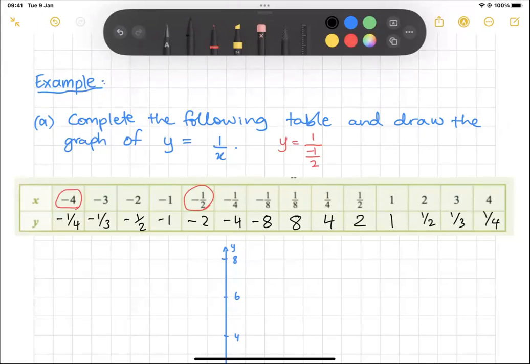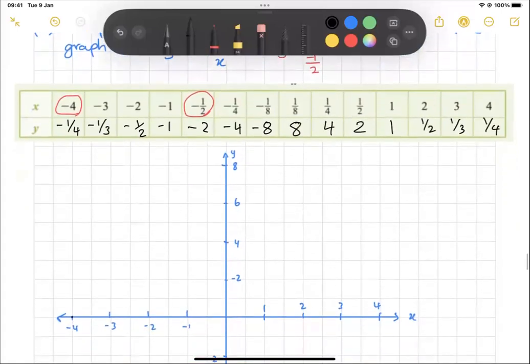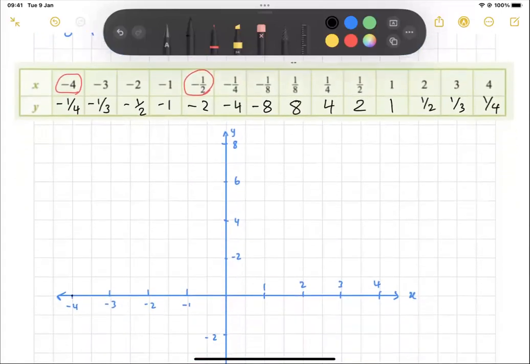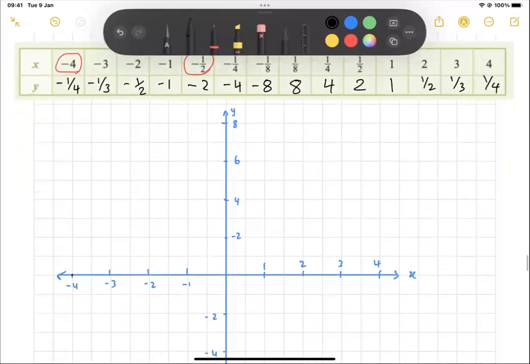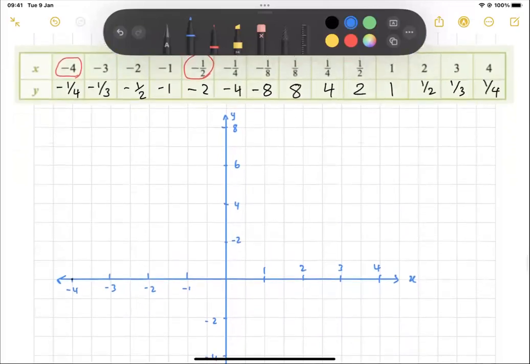Okay. Now, once I've got my completed table of values, I'm going to sketch it or graph it onto a Cartesian plane. So I've got my Cartesian plane here. And what I'm going to do is graph it. So in this column here, this coordinate will look like this: -4, -1/4. I'm going to find -4 on my x-axis, which is that black dot there. And I'm going to go down because it's a -1/4. So I'm going to put it about here.